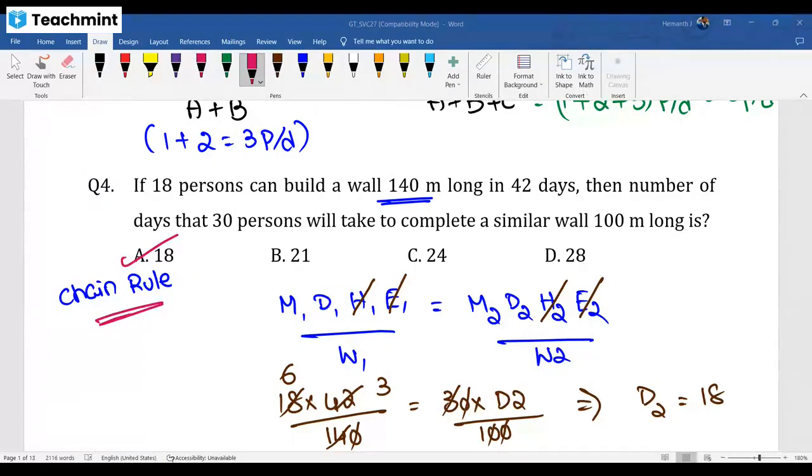Work is linked with different factors, right? So this is how you can do it. Very good, Lata and Mahalakshmi. Answer 18 is correct.